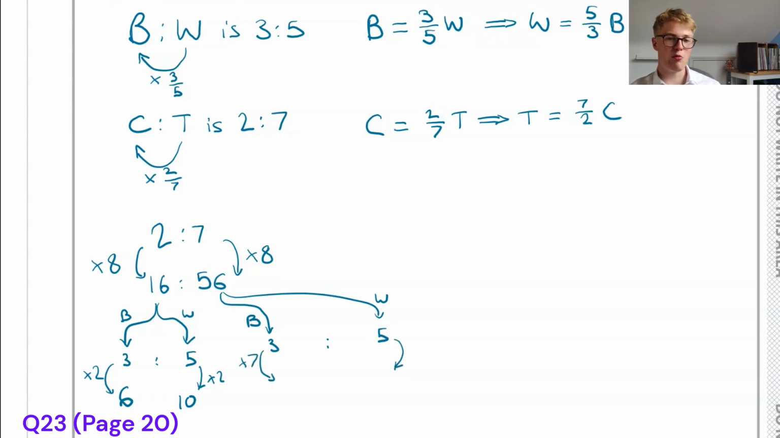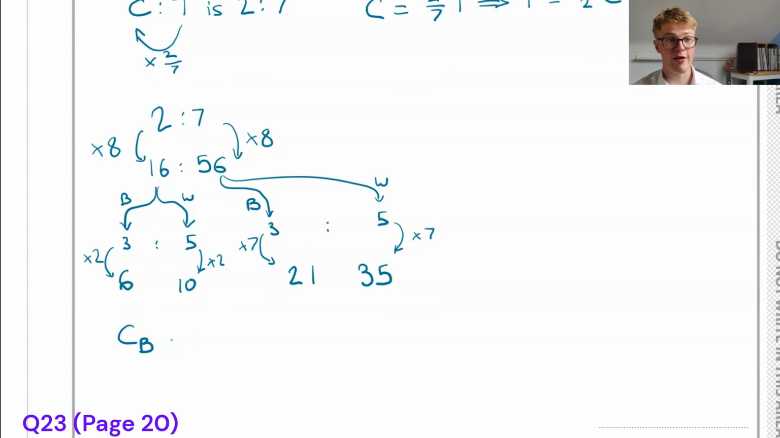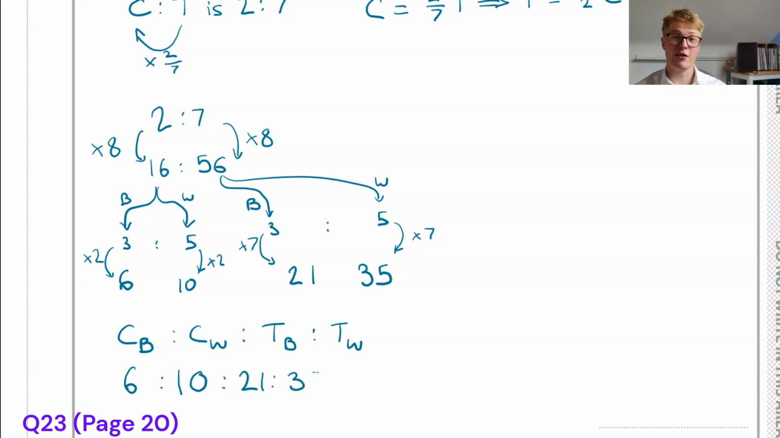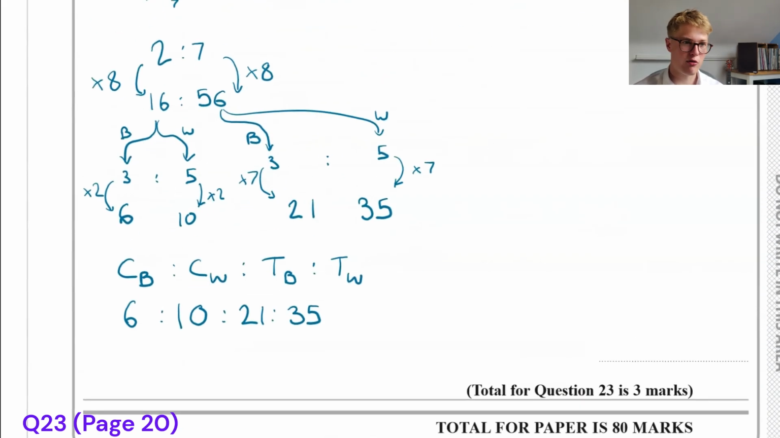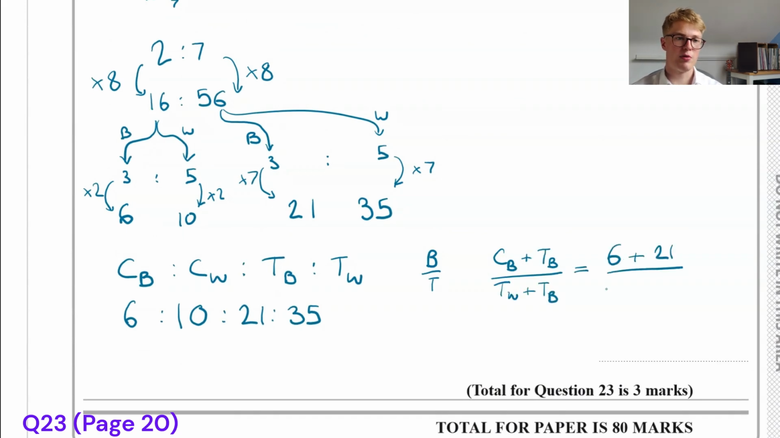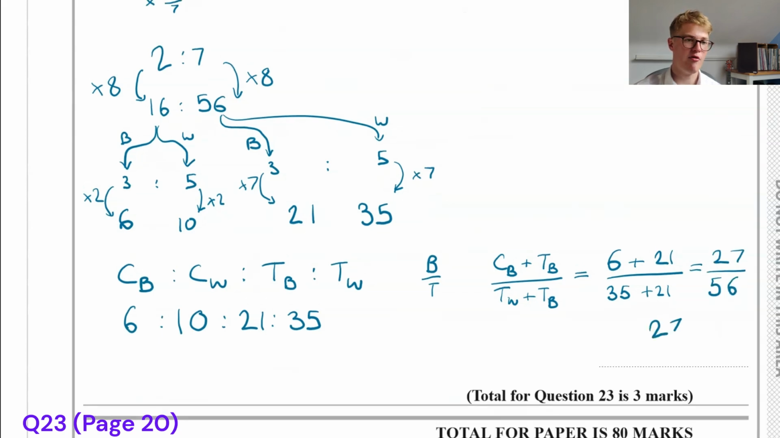So this gives us 21 and 35, and then we can write a ratio for all of the different card types. Then we have the number of black circle cards to white circle cards to black triangle cards to white triangle cards, which is 6 to 10 to 21 to 35. We need to know the fraction of black cards over triangle cards, so we have the total number of black cards as our numerator and the total number of triangle cards as our denominator. So we do (6 + 21) over (35 + 21), and this gives us 27 over 56, which is our fraction and our final answer.